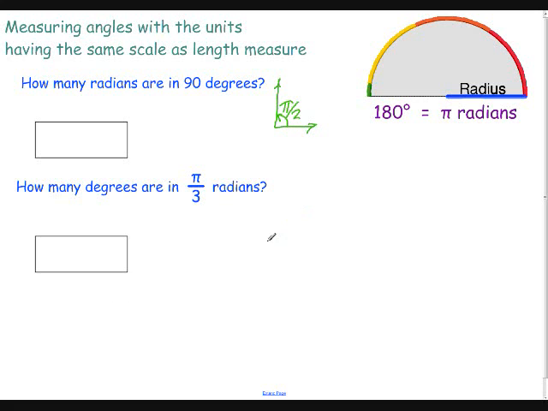How many degrees are in a third of pi? A third of pi radians. 1/3 pi radians. So that looks something like this. Pi over 3. Yeah? What is it? It's 1/3 of 180, isn't it? Pi radians is 180 degrees, so 1/3 of pi radians will be 1/3 of 180.